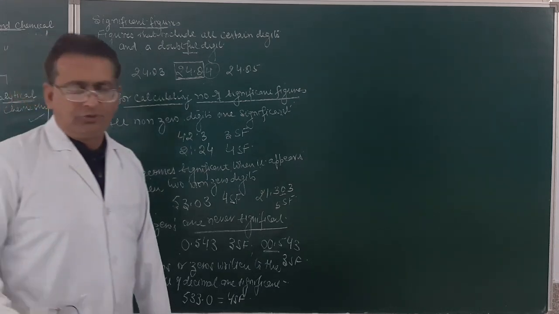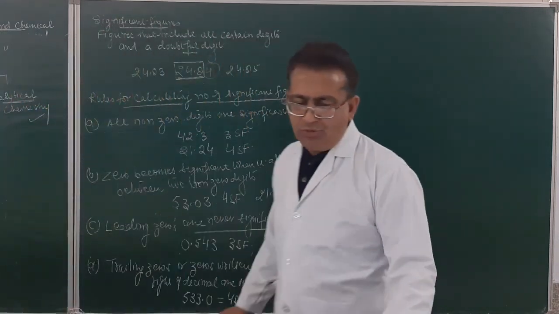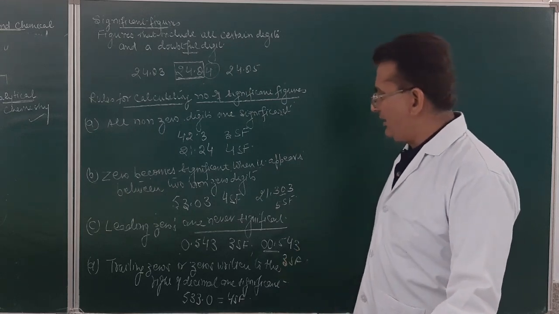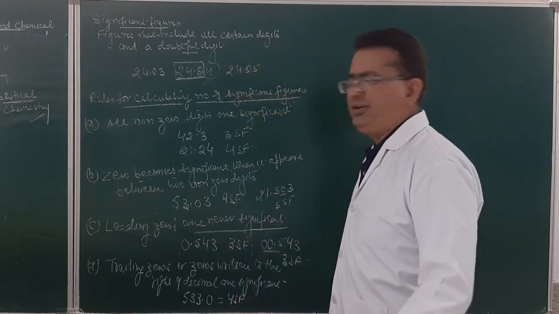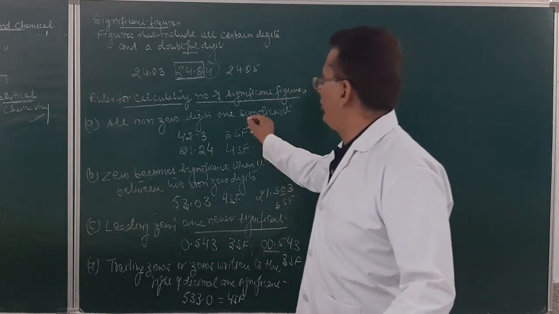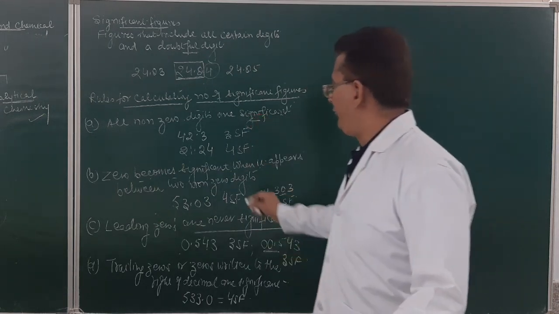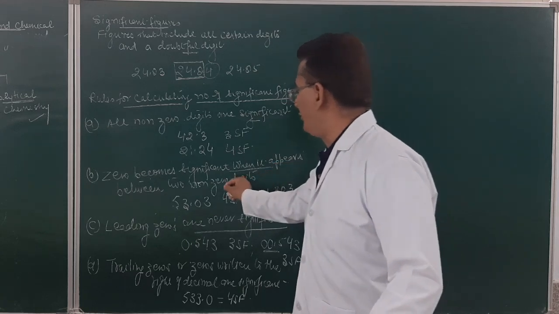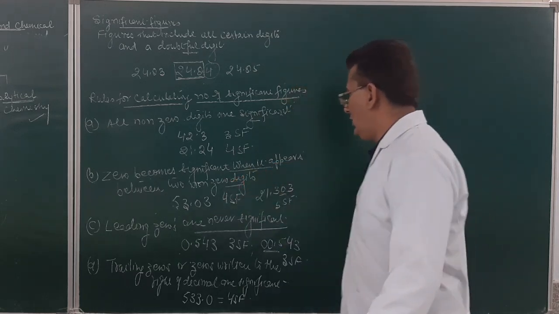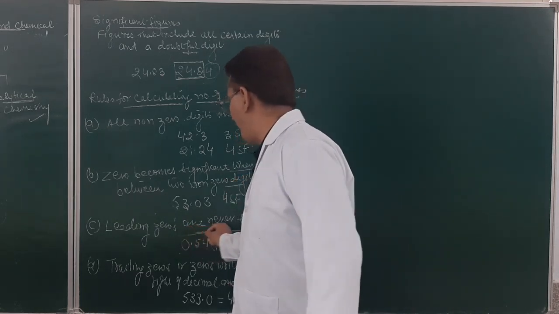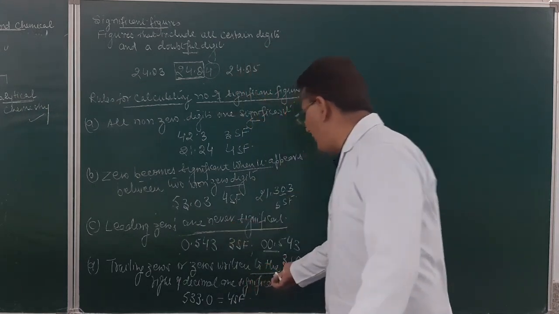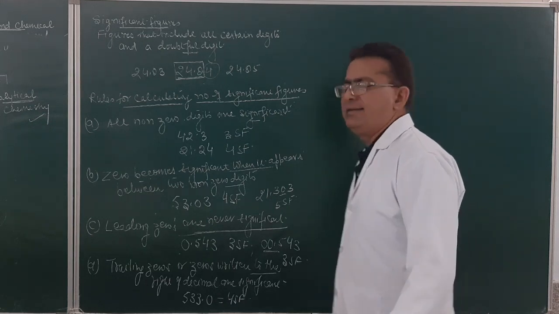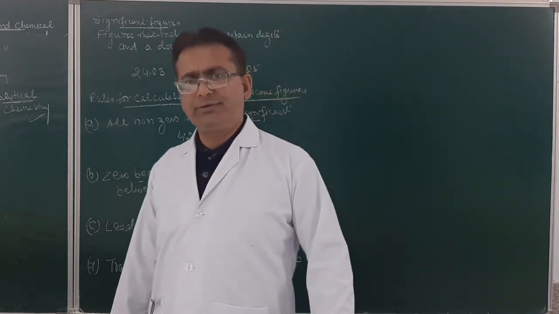Am I clear? So trailing zeros are counted as to the right of the decimal. This will be considered as a significant figure. Any doubt, student? All non-zero digits are significant. Zero becomes significant when it appears between two non-zero digits. Leading zeros are never significant. Trailing zeros, or zeros written to the right of the decimal, are significant figures.